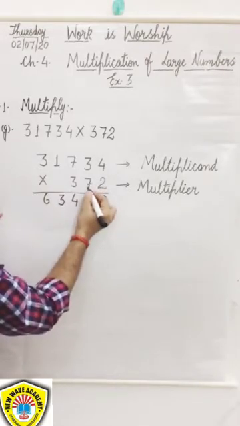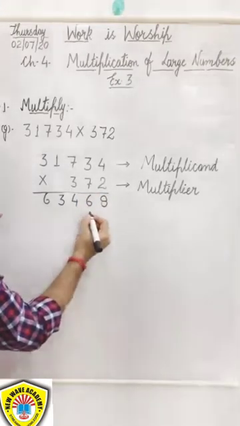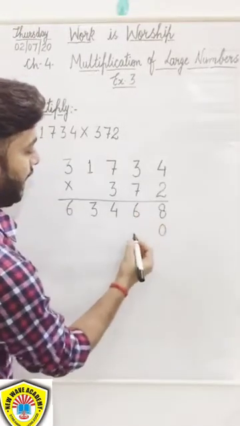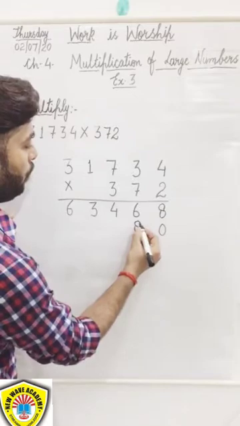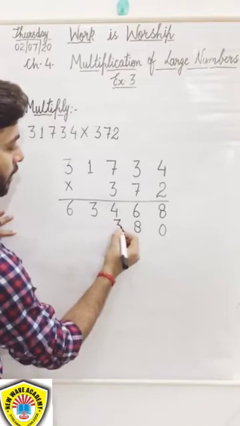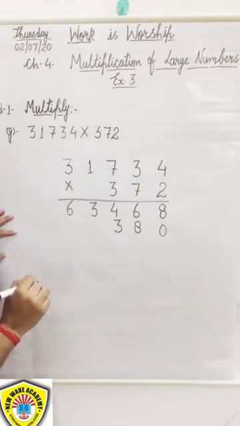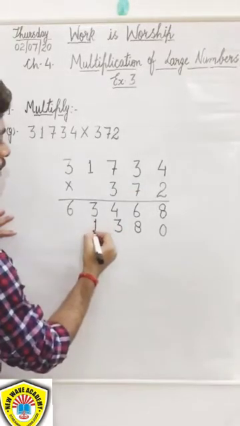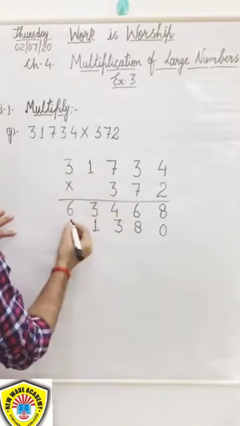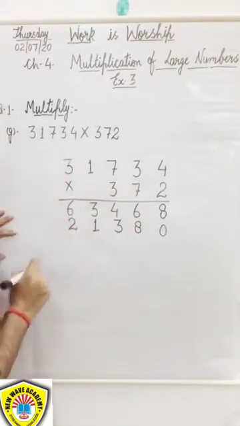Now let us come to the next digit, which is 7. 7 is on the tens place, so we will start from here and we will put a 0 for the tens place. 7 4s are 28, so we will write 8 and 2 is carry. 7 3s are 21 plus 2 is 23, so we will write only 3, 2 is carry. 7 7s are 49 plus 2 is 51, so we will write only 1. Okay, now 5, the next number, 7 1s is 7 plus 5, so it is 12 and 1 carry.